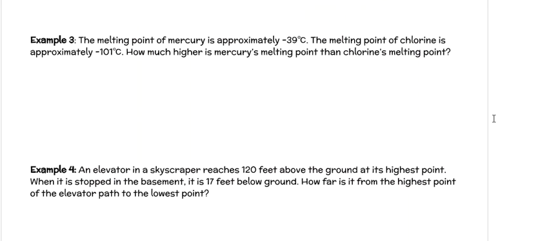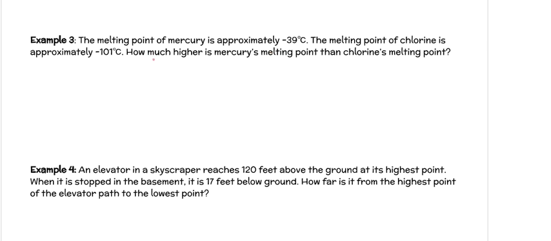Last two problems, word problems. So the melting point of mercury is approximately negative 39. The melting point of chlorine is approximately negative 101. How much higher is mercury's melting point than chlorine's melting point?